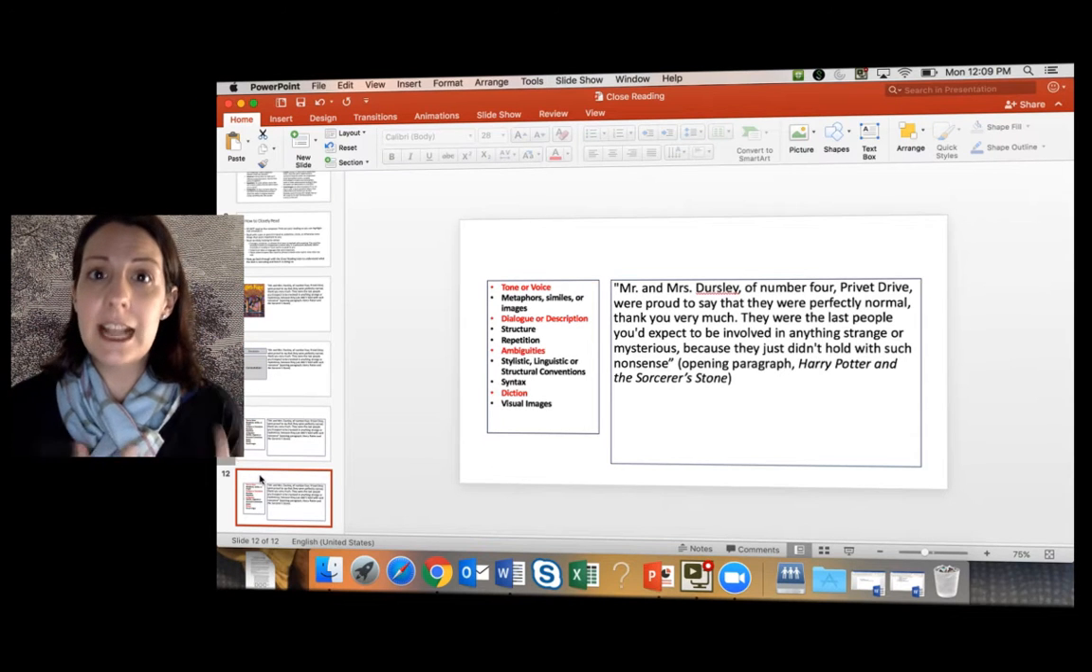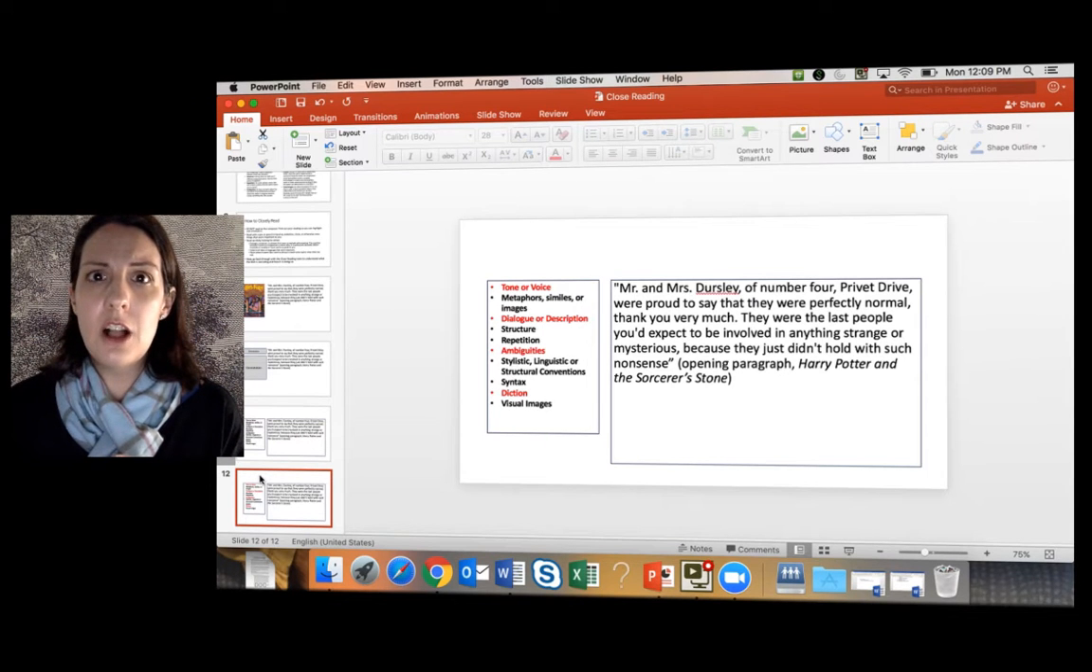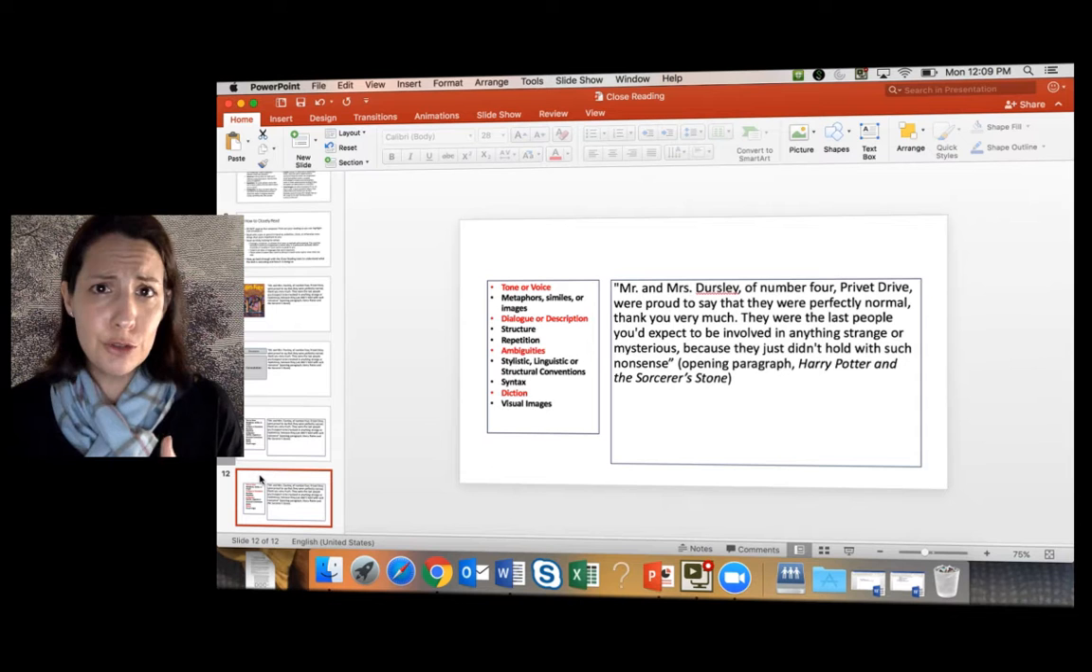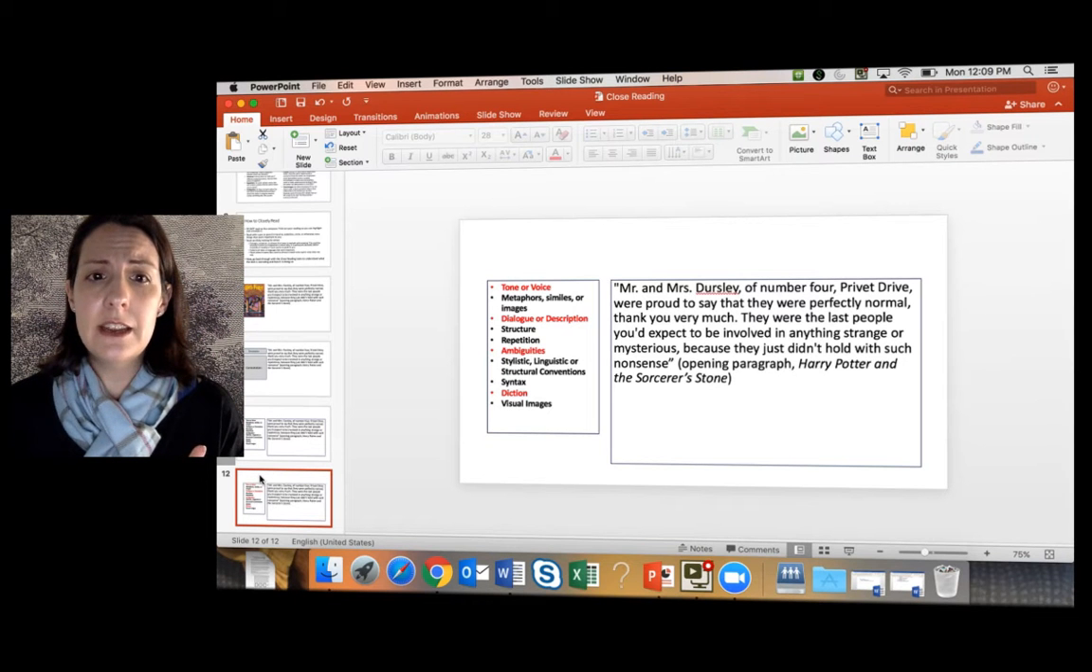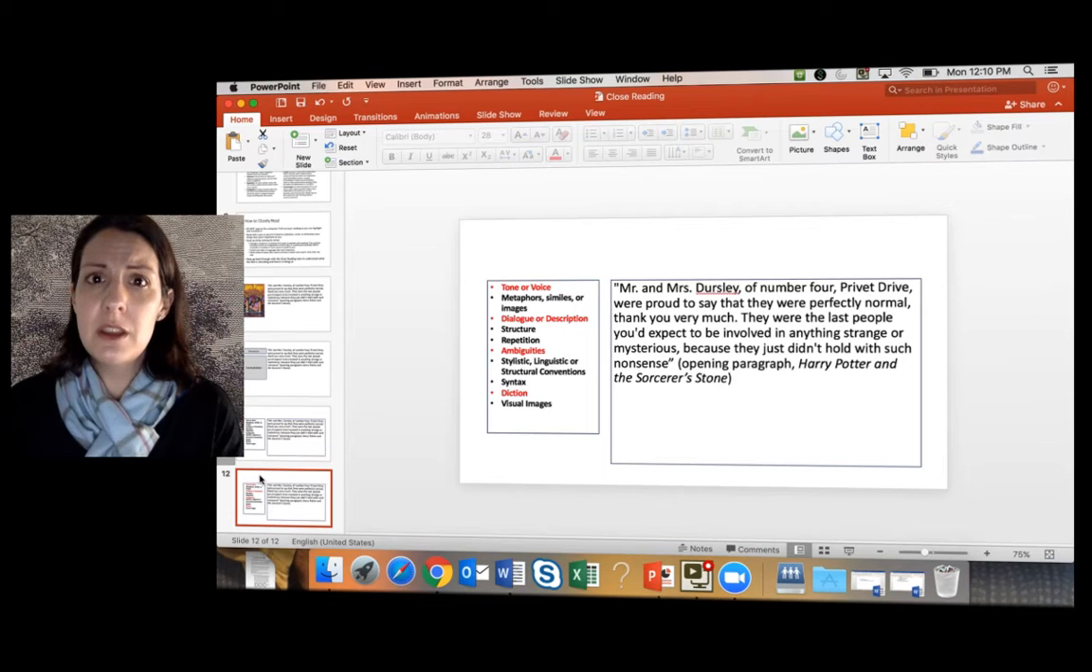The narrator is inside the head of the Dursleys at the exact same time that she is also describing the Dursleys to us. And there's a way in which this passage overall has a satiric tone to it, right? It seems to be almost joking in some ways. And it strikes me that one of the things that this narrator wants us to understand is that the Dursleys are sort of priggish, sort of prim.